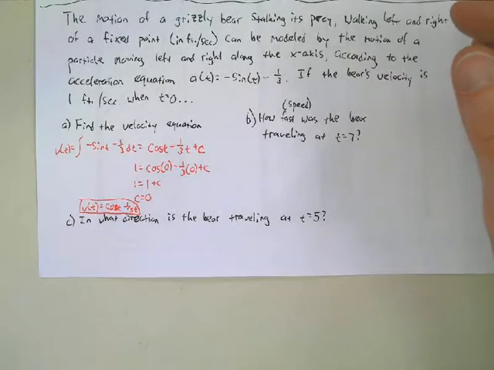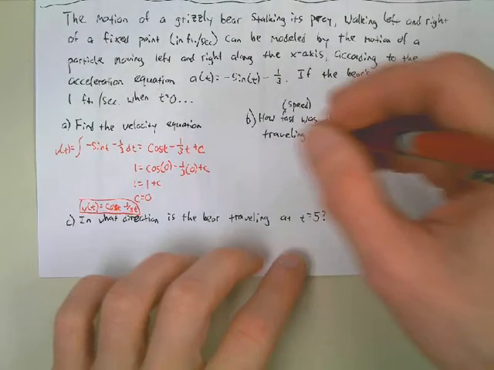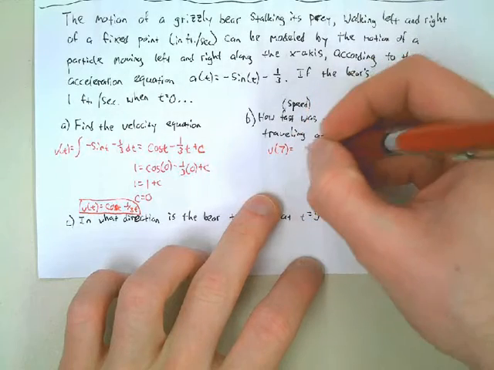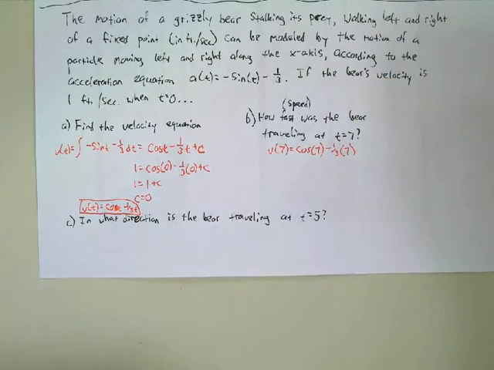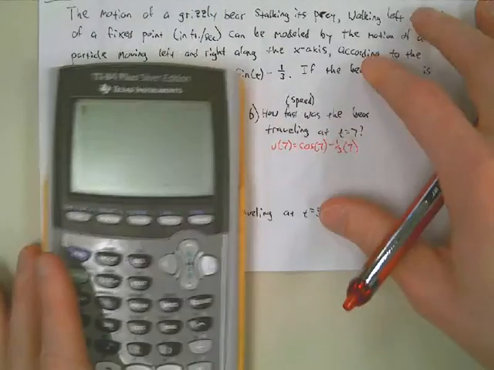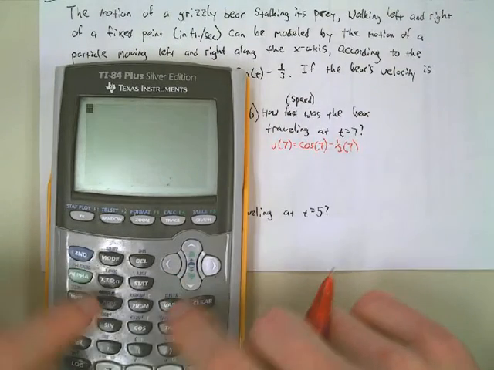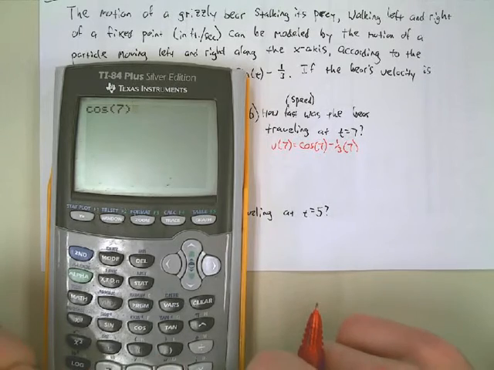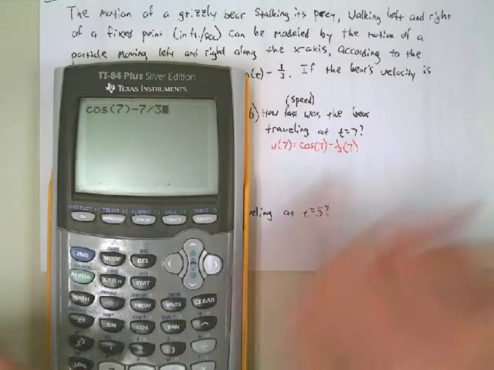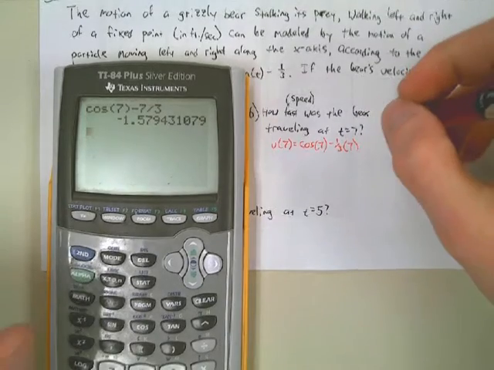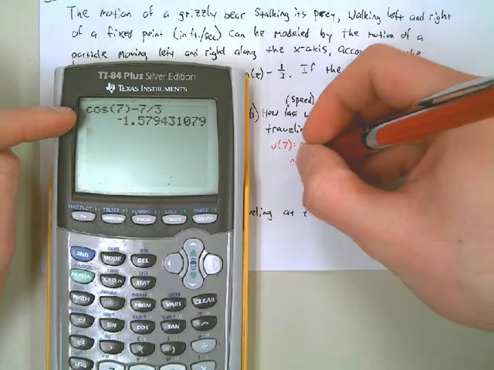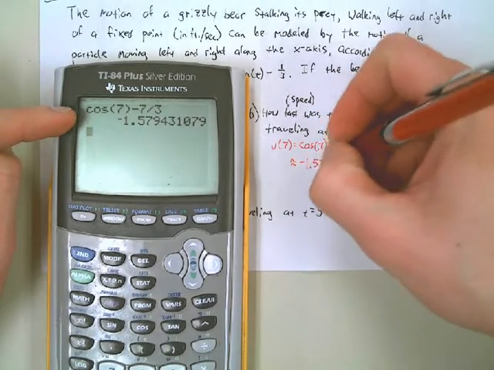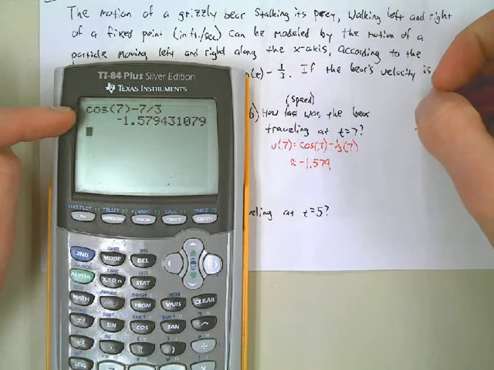Time's not over. Plug in 7. V of 7 equals cosine 7 minus 1/3 times 7. This is where we'll need a calculator, because no one here can mentally figure out what cosine of 7 is. Remember, it should be set in radians, so cosine of 7 minus 7/3 is approximately negative 1.579, and that would be in what units?